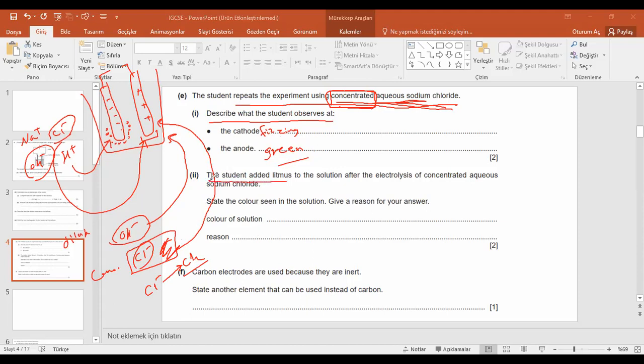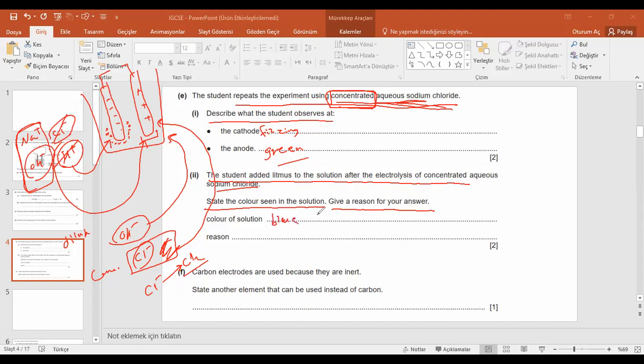The student added litmus to the solution after electrolysis of concentrated aqueous sodium chloride. State the color seen in solution. Give the reason for your answer. So look, guys, after electrolysis, H plus ions will be removed, Cl minus ions as well will be removed. So the remaining is NaOH. Okay, so the color of the solution will be blue.